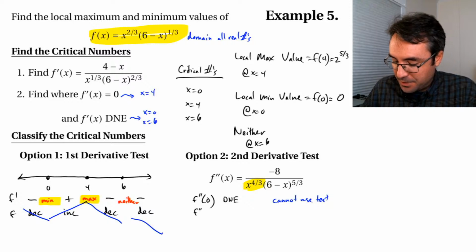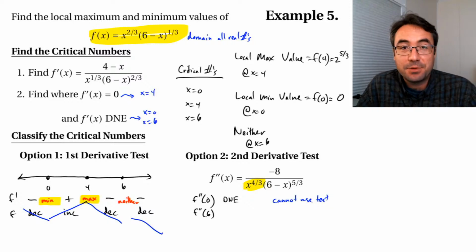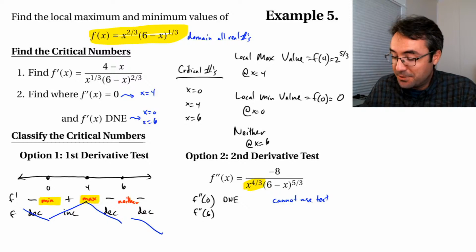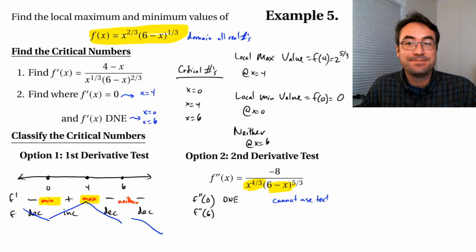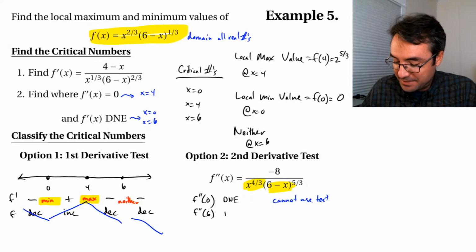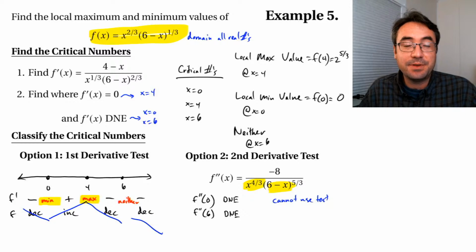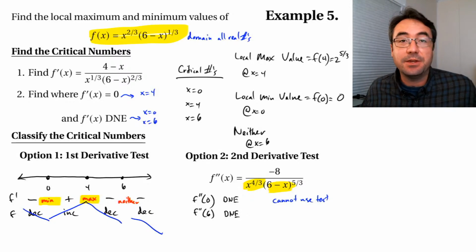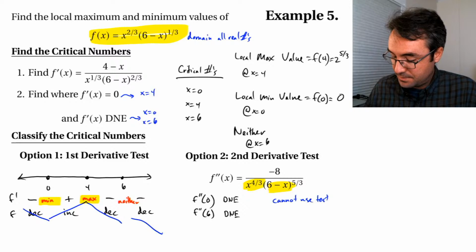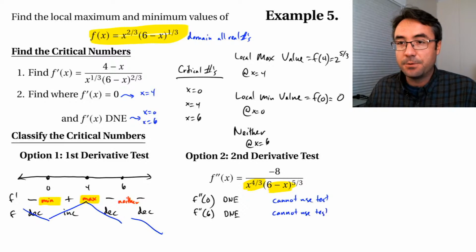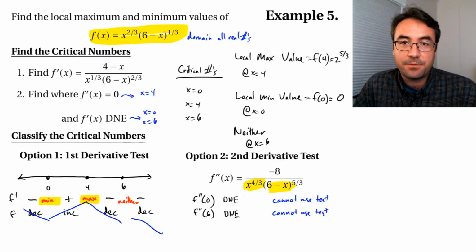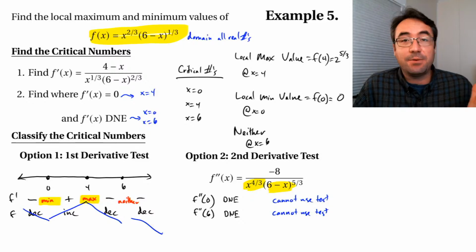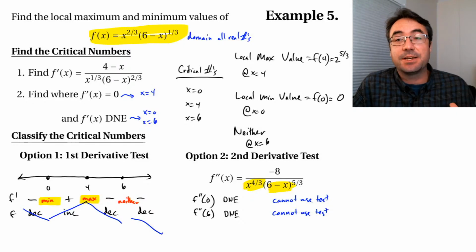What about f double prime of 6? If we tried to plug 6 in, we'd also get division by 0 with the term right here. So again, if we have division by 0, that doesn't tell us anything. Our second derivative is undefined in this case, and we just can't use the test. So we don't get any result for those two critical numbers for the second derivative test. So we can't say what it is based on just the second derivative test alone.